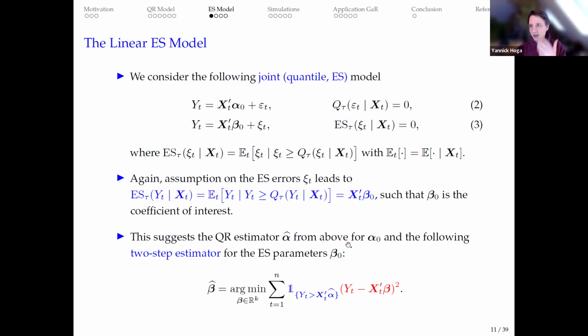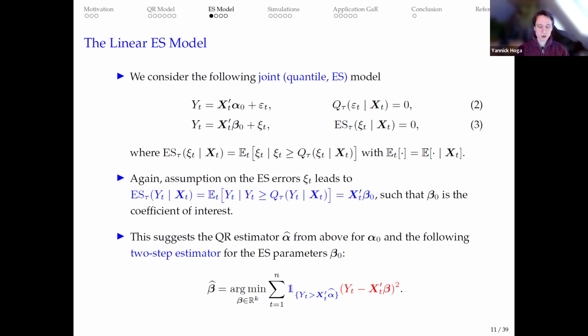Okay, and here you can also see why you need to estimate the quantile regression first. You somehow need to get a handle on this conditioning event here, and that's why you need this quantile regression part also when estimating an expected shortfall regression.